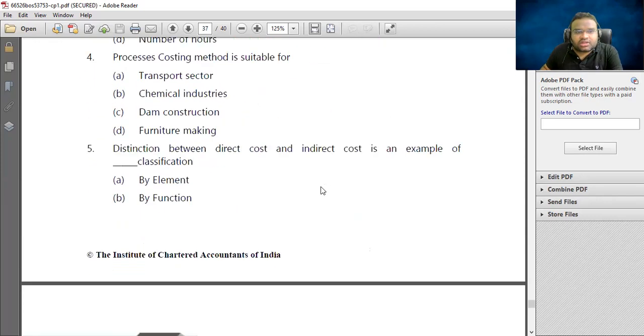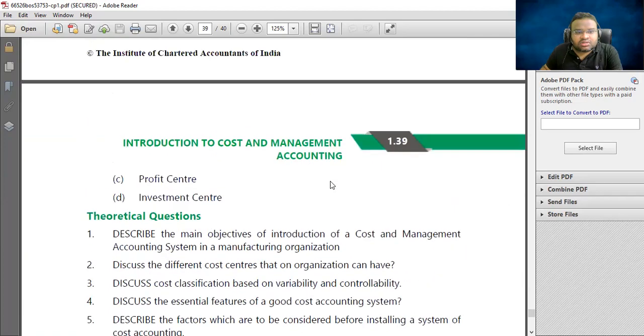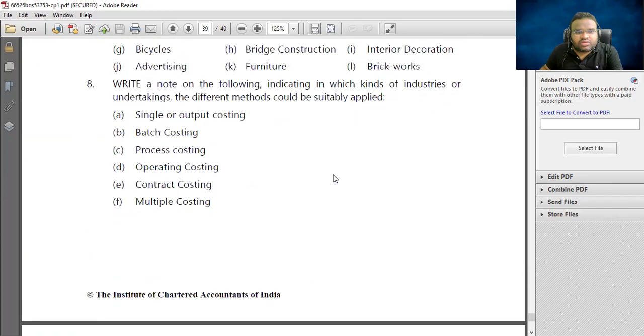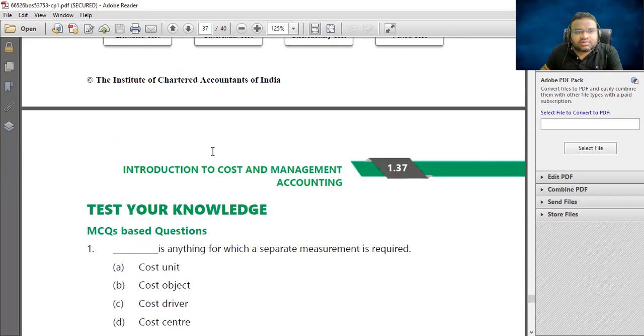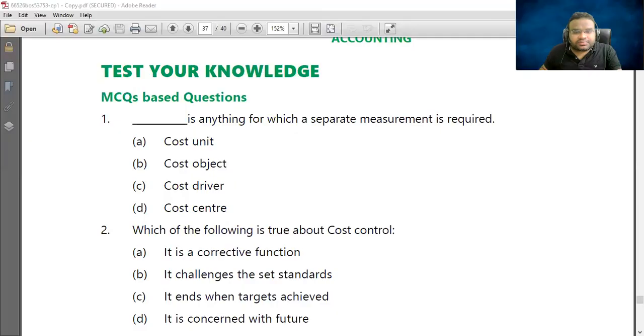We have a few small MCQs. If you want, you can understand this. So let me do those, to test your knowledge.